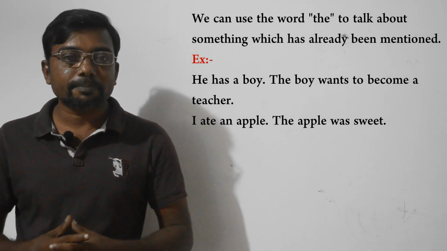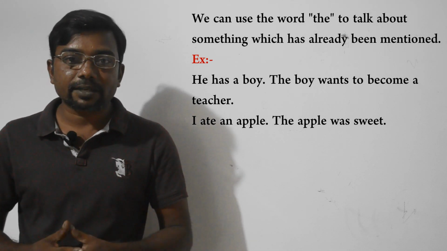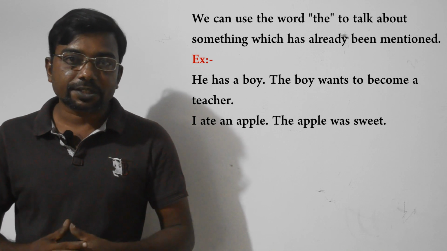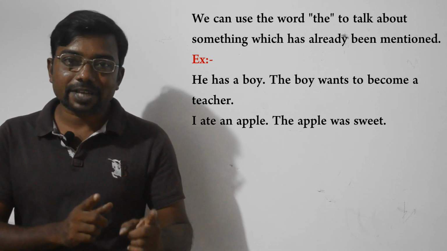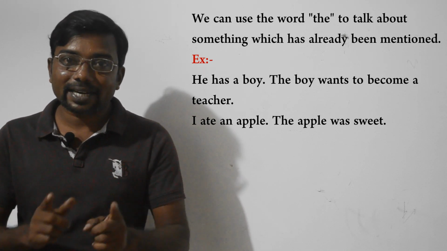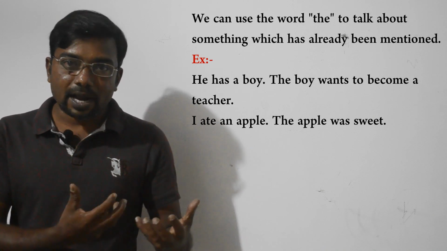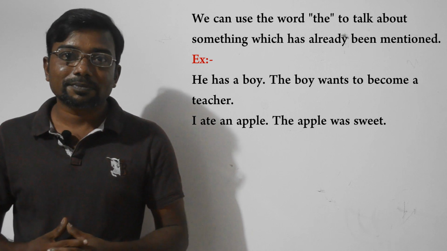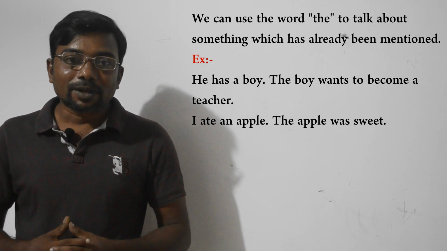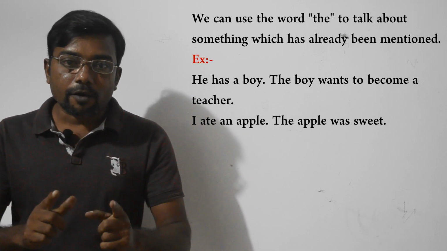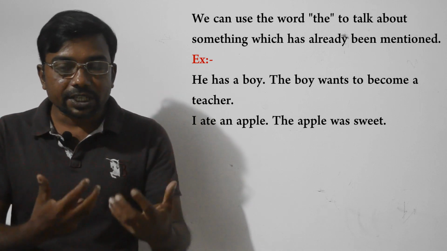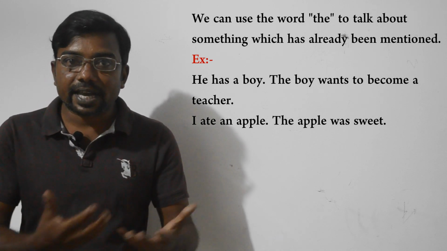Look at the second example: I ate an apple. The apple was sweet. Here also the first time we used an apple, but the second time when you mention the same noun we use the apple. Remember again, when you talk about something which has already been mentioned earlier, we can use the definite article the.